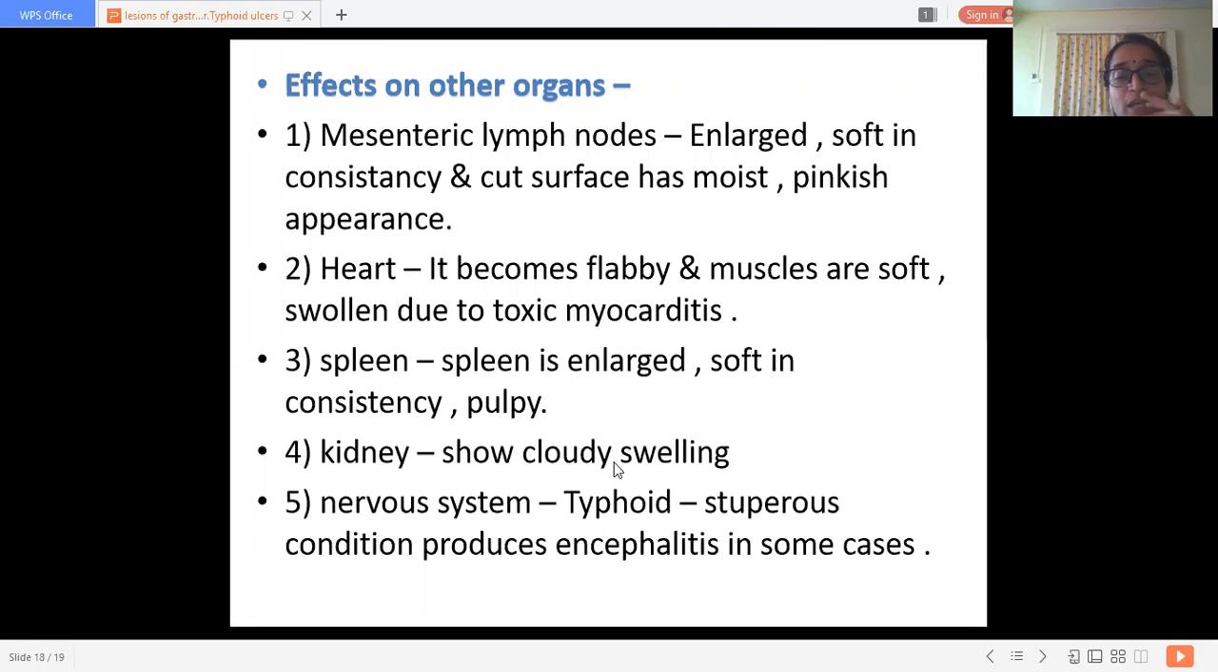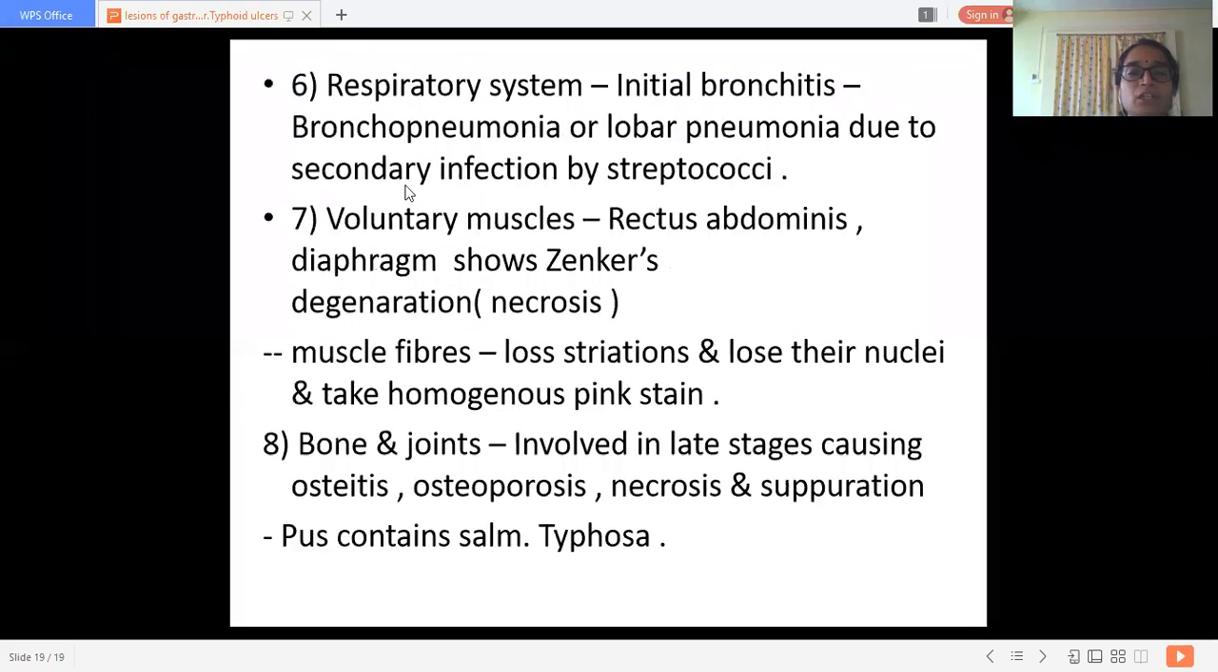So the kidney shows cloudy swelling. Then the nervous system: in typhoid fever, there is a toxic condition due to encephalitis in some cases, so the nervous system also gets affected. Then the respiratory system: there is initial bronchitis, then bronchopneumonia, lobar pneumonia. It may be due to secondary infection by streptococcal pneumonia. So first there is initial bronchitis, and then it progresses to pneumonia, lobar pneumonia or bronchopneumonia.